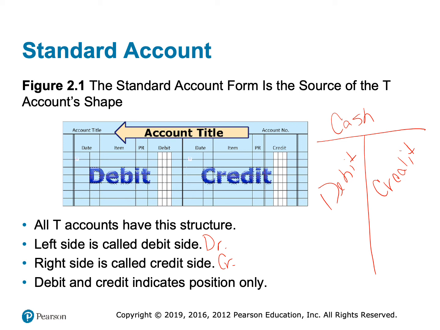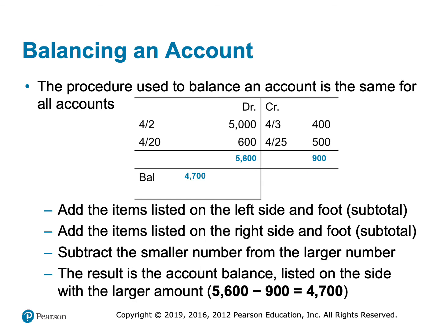So we're going to use debit and credit as adjectives to describe the sides of the account. We're also going to use them as verbs. We're going to say debit this account, which means put it on the left side, or credit this account, which means put it on the right side. So to determine the balance of an account, you'll simply add up all the debits, add up all the credits, calculate the difference, so you'll subtract, and you put the balance on the largest side.